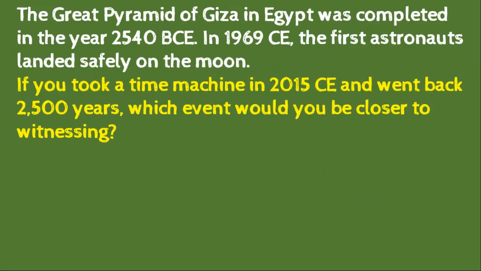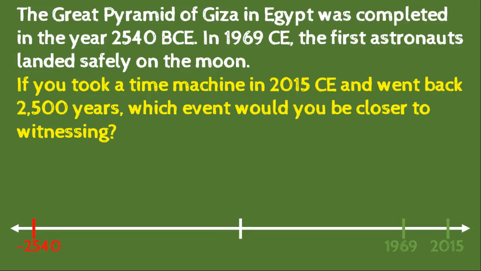For our next example, the Great Pyramid of Giza in Egypt was completed in the year 2540 BCE. In 1969 CE, the first astronauts landed safely on the moon. If you took a time machine in 2015 CE and went back 2,500 years, which event would you be closer to witnessing?